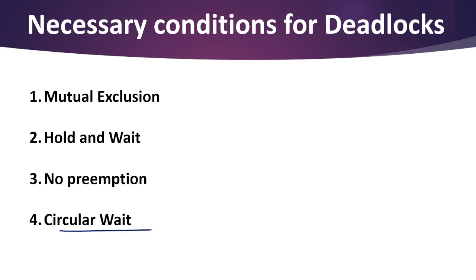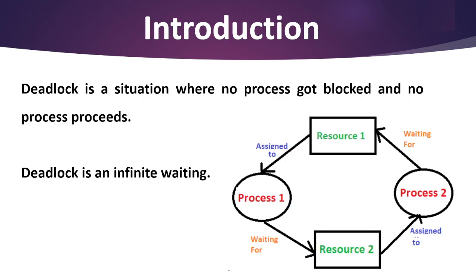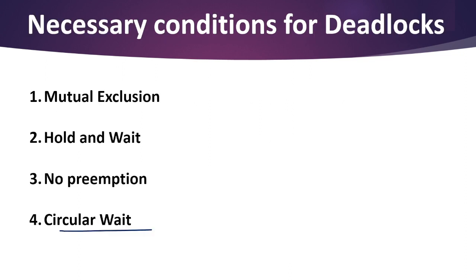Fourth point is circular wait. Circular wait we have discussed. This is the circular wait. Okay, a cycle is created here, and whenever in any operating system a cycle is created, that means there is the possibility of having a deadlock.